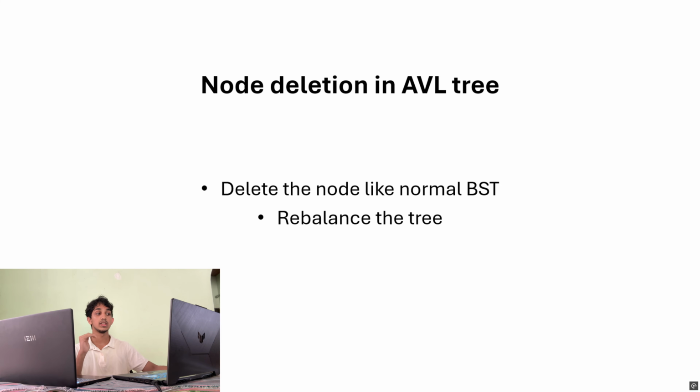The second one is rebalancing the tree. Rebalancing is actually quite complex, recalculating the height, calculating the balance factor and applying rotation if needed. This makes AVL tree deletion slightly more complex than insertion. And so now, without much talk, let's go to our code.